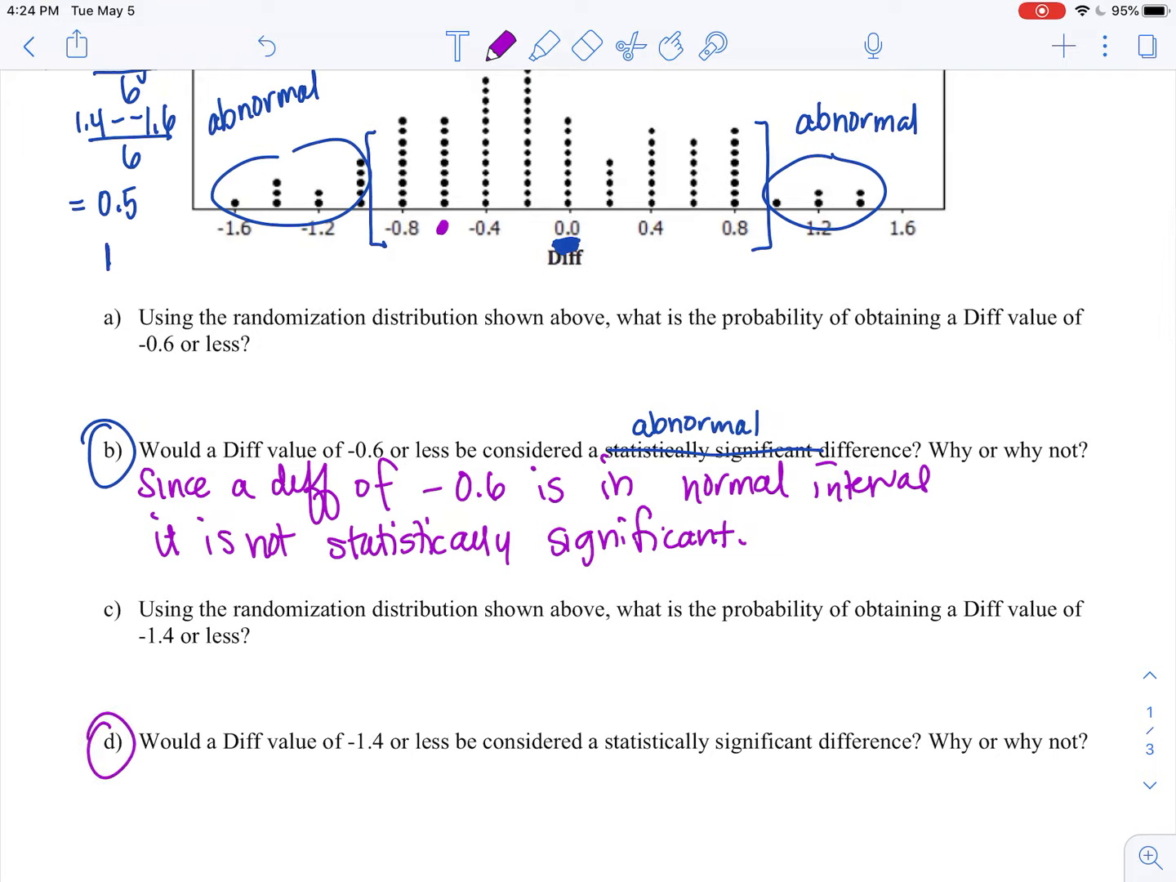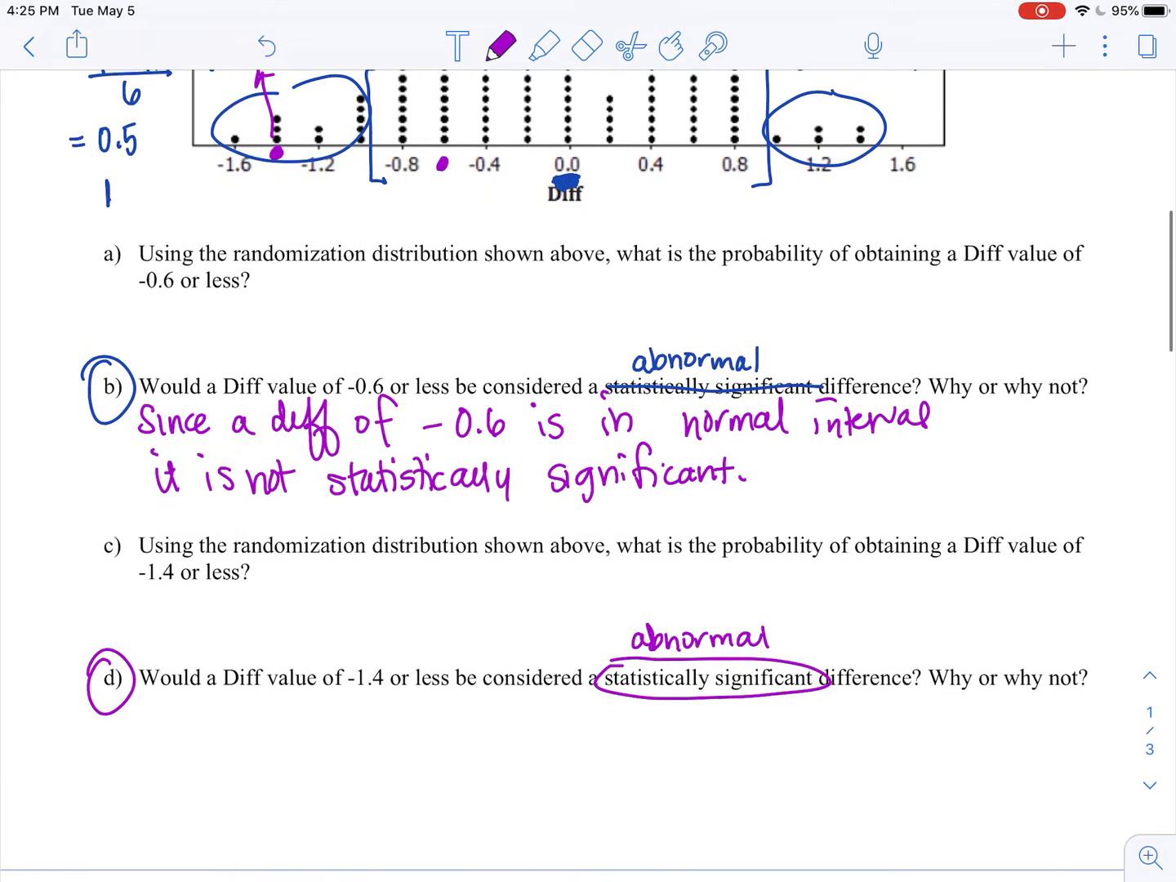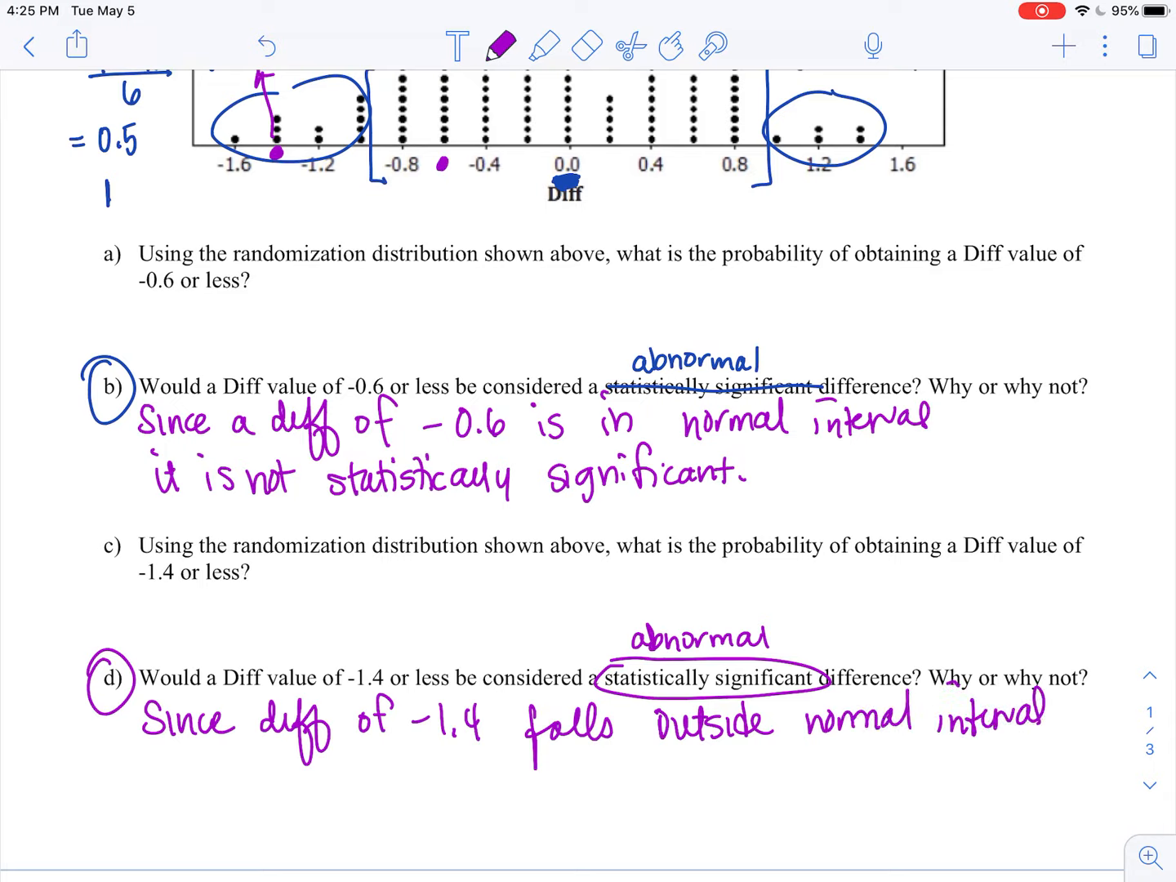So look at the next one, letter D. Would a difference value of negative 1.4 be considered statistically significant? And again, when you see that word, think abnormal. So when you take a look, we're looking at negative 1.4. Negative 1.4 is definitely falling in the abnormal range, so therefore it is statistically significant. Since the difference of negative 1.4 falls outside the normal interval, it is considered statistically significant.